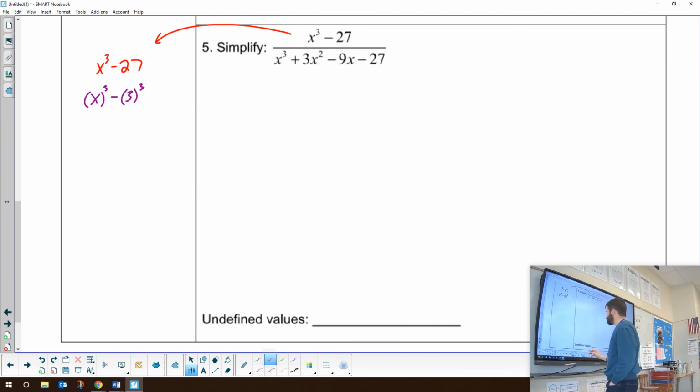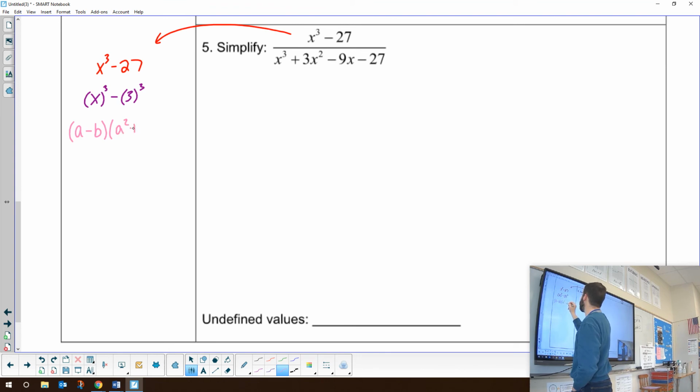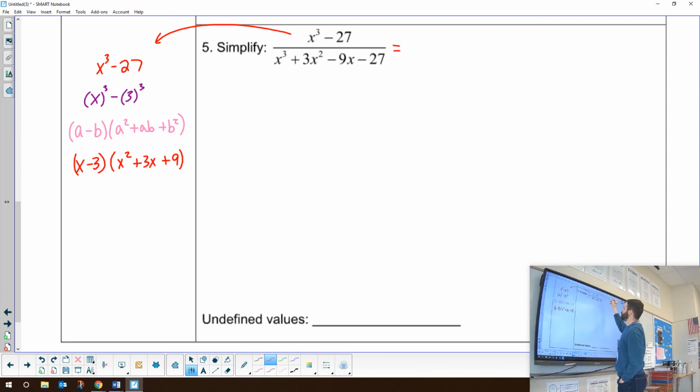So this we can write out. Let me remind you what your formula is. It's a minus b times a squared plus ab plus b squared. Okay? Remember, just look back at the first page of this if you need help with that. All right, so we can just write it in. X minus 3 times x squared plus 3x plus 9. So that is what's going to go on top over here. We're going to have x minus 3 times x squared plus 3x plus 9.